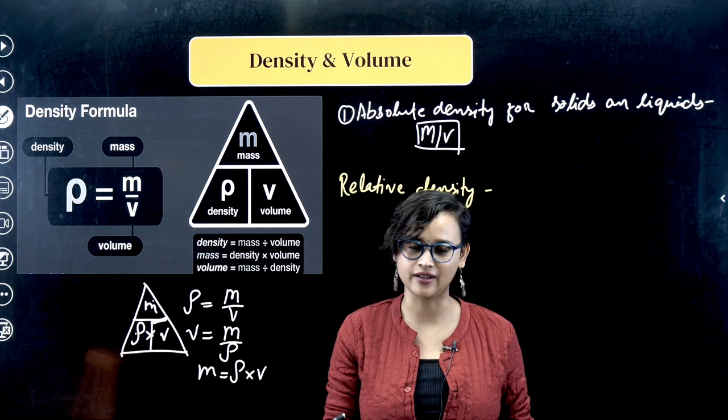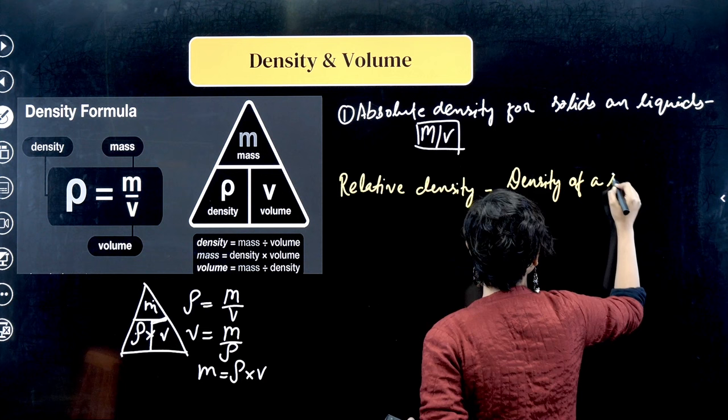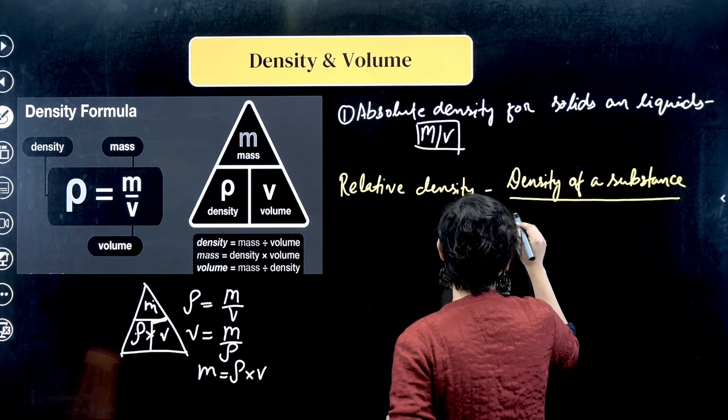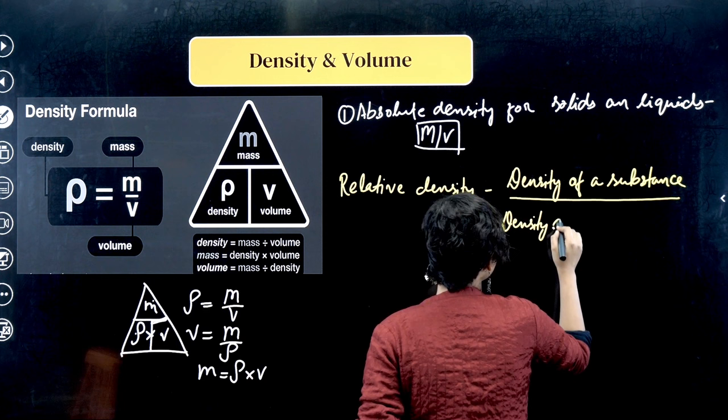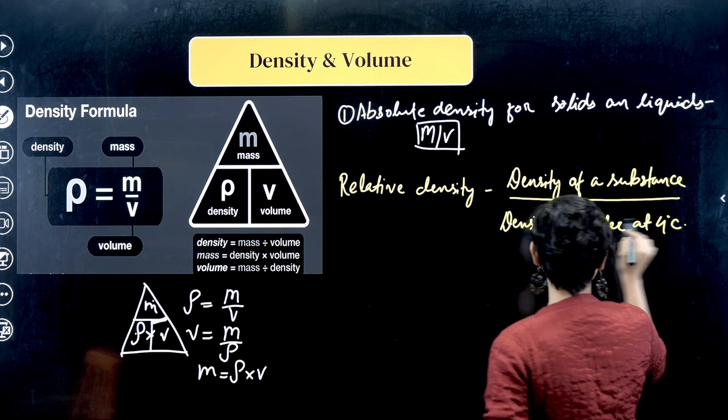Relative density is density of a substance divided by density of water at 4 degrees Celsius. This is actually equal to 1. The denominator is equal to 1, yes?